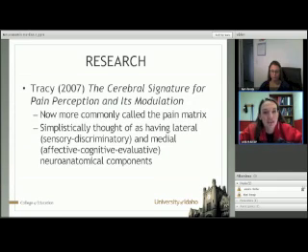So as we continue to study the neuromatrix, we look at an article written by Tracy in 2007 called The Cerebral Signature for Pain Perception and Its Modulation. And we start to see that people are simplifying Melzack's theory, and they're also kind of starting to step away from it a little bit. Not much, just a little bit. So they're now more commonly calling this the pain matrix instead of the neuromatrix. And simplistically, it's thought of as having lateral sensory discriminatory and medial affective cognitive evaluative neuroanatomical components.